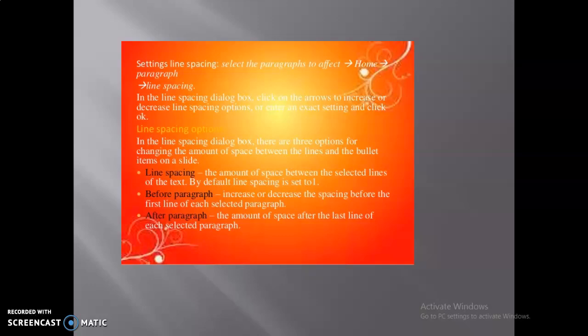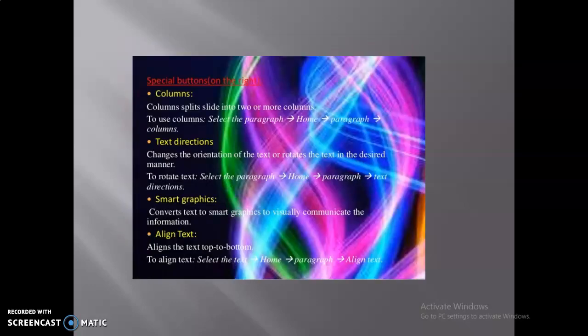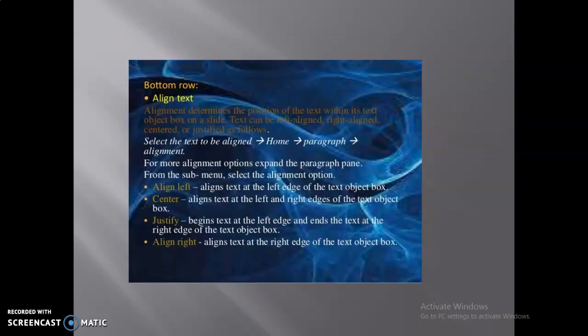First of all, we are going to select the paragraph to affect, then Home, then Paragraph. Line spacing options: line spacing, before paragraph and after paragraph. Before paragraph increases or decreases the spacing before the first line of the selected paragraph, and after paragraph sets the amount of space after the last line of the selected paragraph. Then columns, text direction, SmartArt graphics, align text, bottom row.